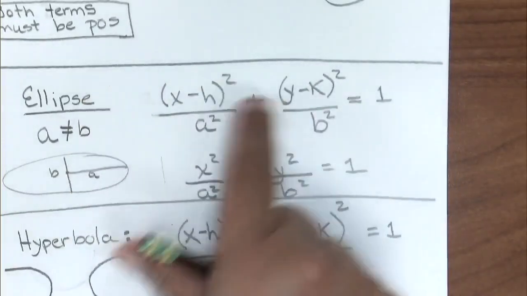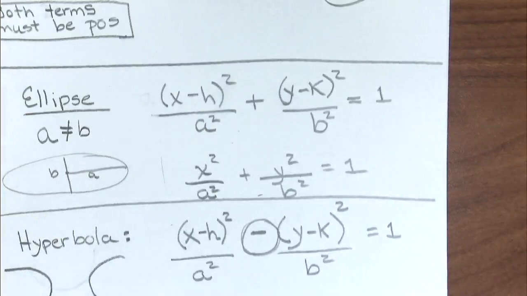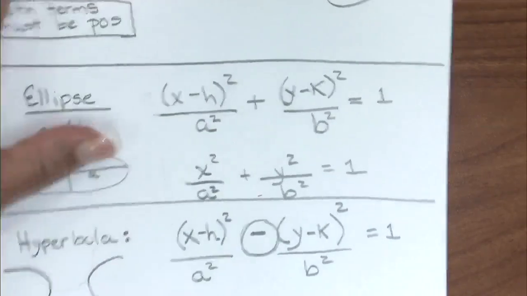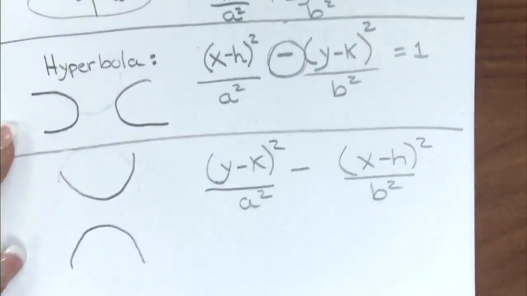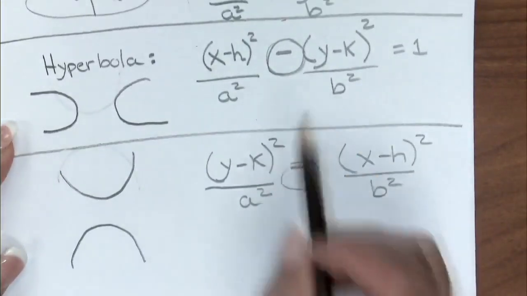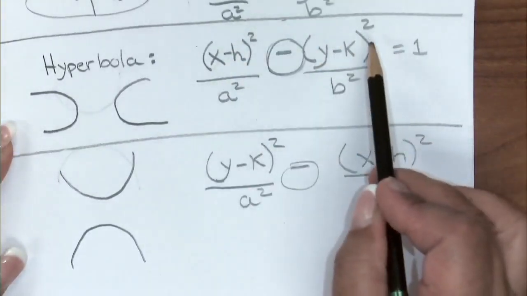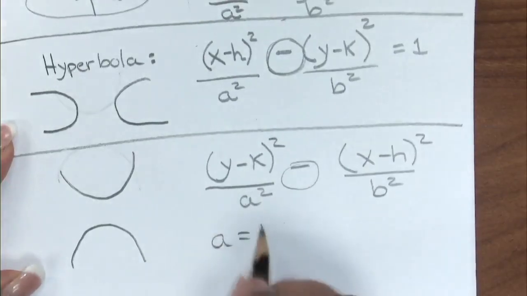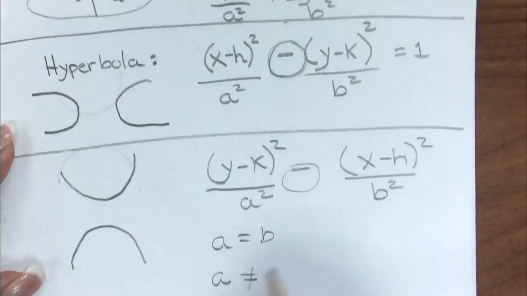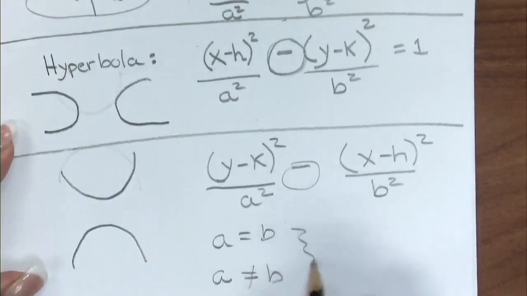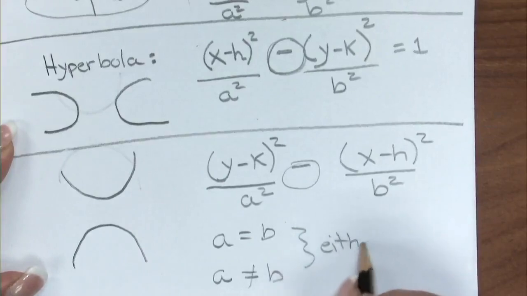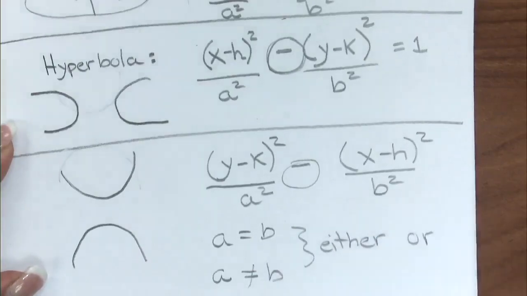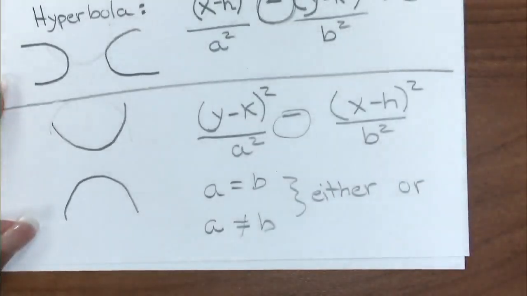They're both positive, but yet the A and the B value are no longer equal. Okay, hyperbola, the giveaway is the minus sign. But you will have both terms squared. And these A and B values, sometimes they're equal for a hyperbola, and sometimes they're not equal. You can have both cases. Either one of those could be happening.